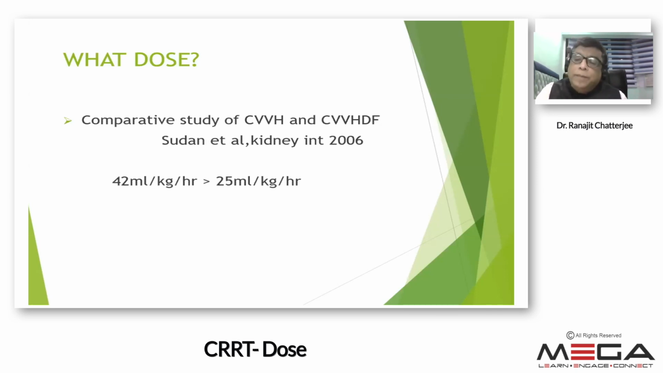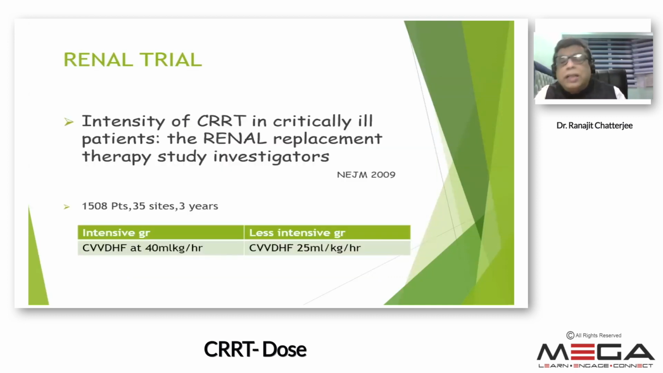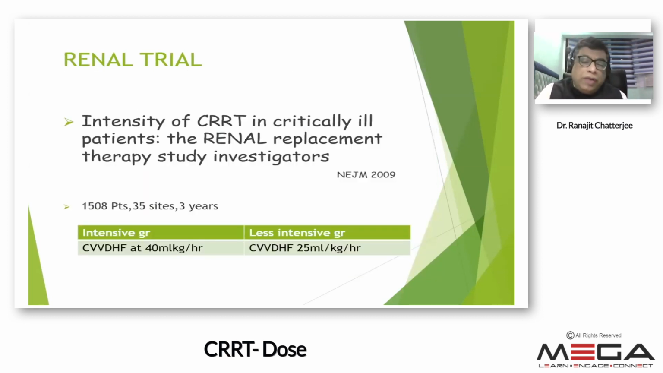One is the ATN trial, which came out from the USA, and the next one is the RENAL trial, which came out from Australia. In both of them, they found that the higher intensity group, with a higher dose of 35 ml versus 20 ml here, and 45 ml, 40 ml versus 25 ml here, showed no difference in mortality.